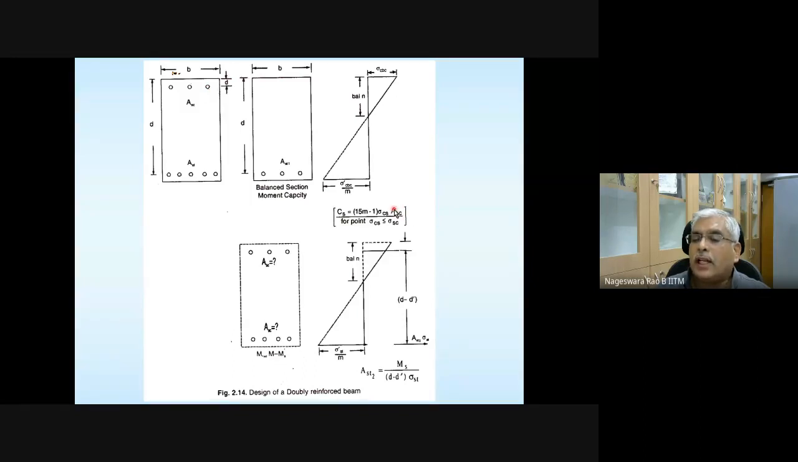And what is the additional moment that is generated because of this compression steel? This additional compressive force multiplied by the lever arm. So based on that, we can calculate what is this area of compression steel. Okay, so let's see that.